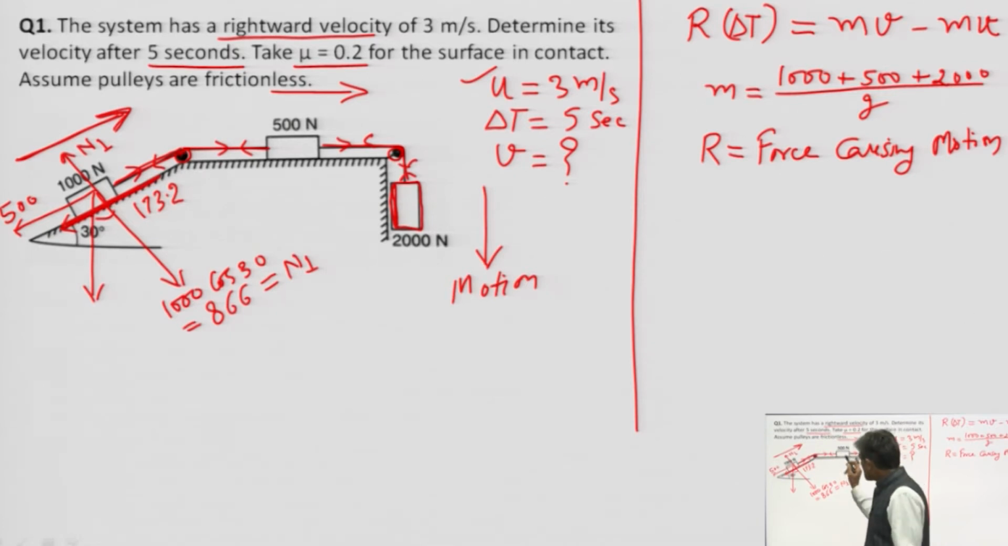Similarly, come to this block, here weight W is acting, and reaction, say it is N2. So, it is a weight component, okay. So, value of N2 comes to be here 500. And direction of the motion is along this, therefore, friction force is going to act in this direction, okay.